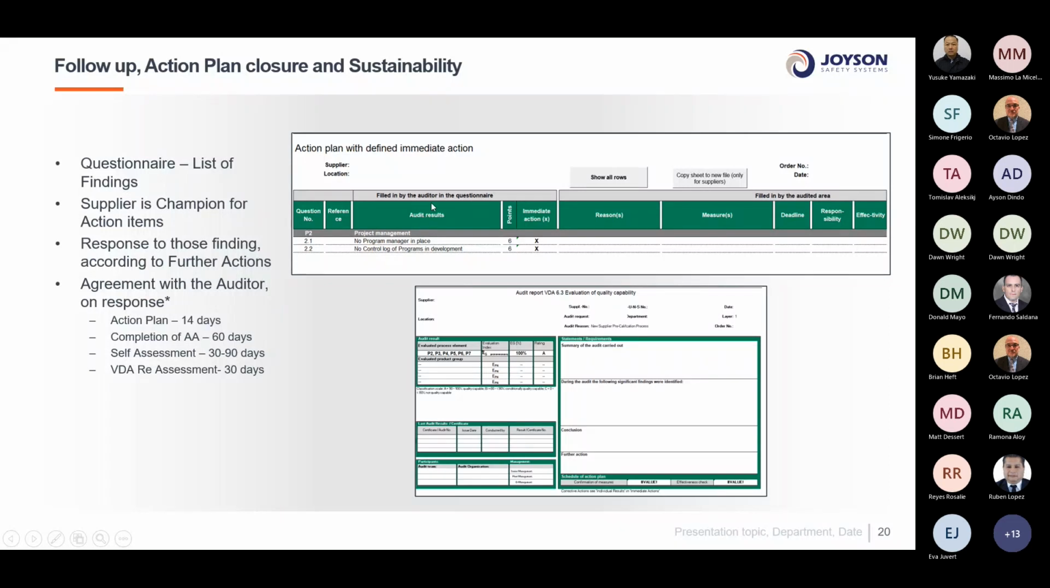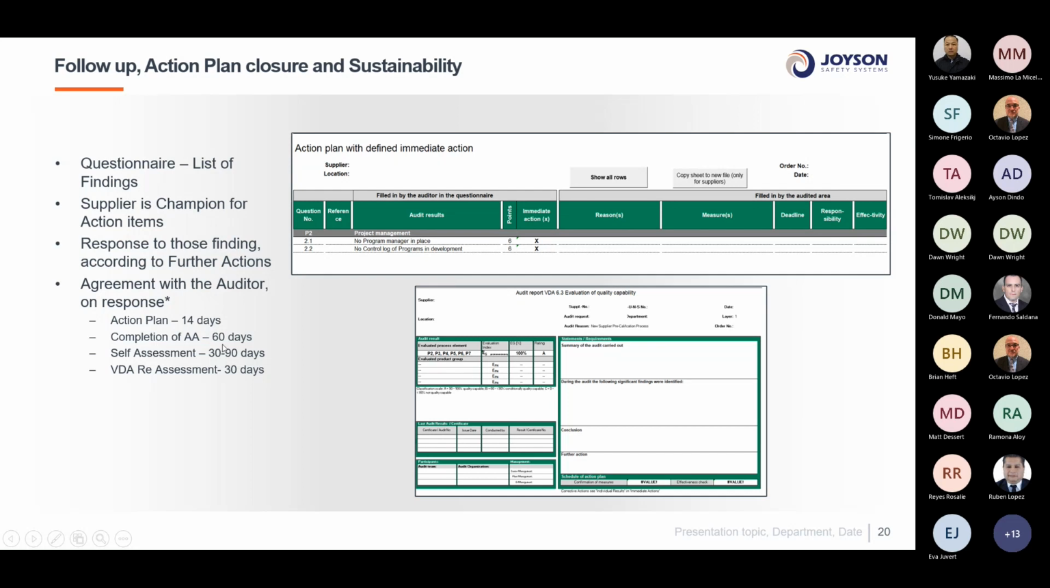We now have the list of action findings, and we have a questionnaire list of findings, which is what you can see on the screen. The supplier has to assign a champion. The supplier has to do all his homework, and they have to come back with further actions. And usually, again, the action plan should come back to us in 14 days as a standard. The completion of the action items is within 60 days or 90 days, or it's going to be up to the situation and the audited party and the auditor.